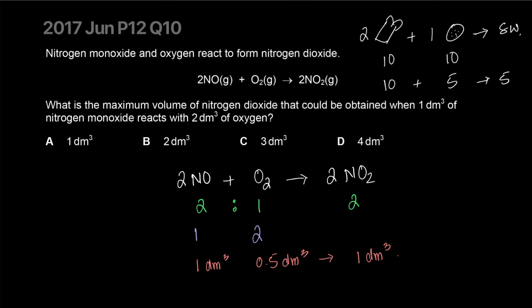Let's figure it out with the case of oxygen. I have 2 decimeter cube, which will require 4 decimeter cube of nitrogen monoxide. Look at that, greedy little thing. I don't have 4 decimeter cube, so this reaction will not take place when I consider oxygen. So this is the excess amount, and nitrogen monoxide is the limiting factor. At most, the entire 1 decimeter cube of nitrogen monoxide will be used up, reacting with 0.5 decimeter cube of oxygen, only a small portion of what we have, because there's no more nitrogen monoxide to react with the oxygen to produce more. So this is how the reaction will take place. So the answer is A.